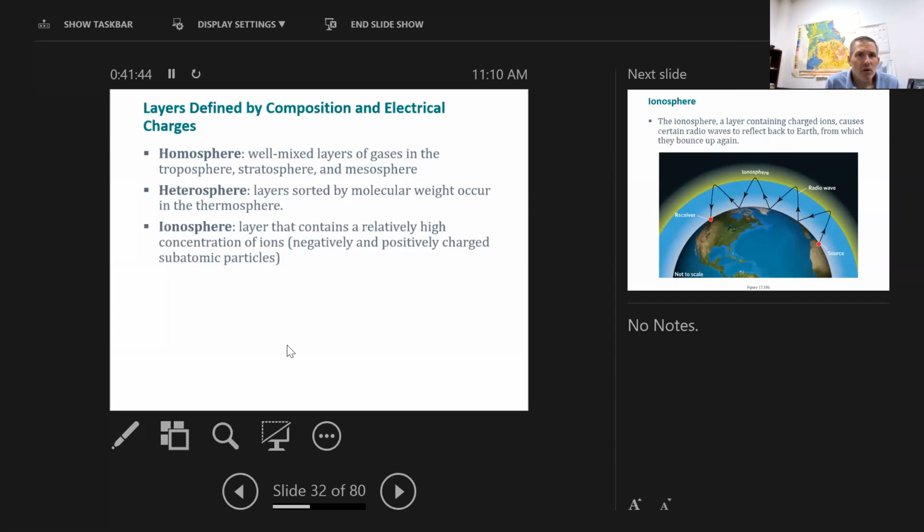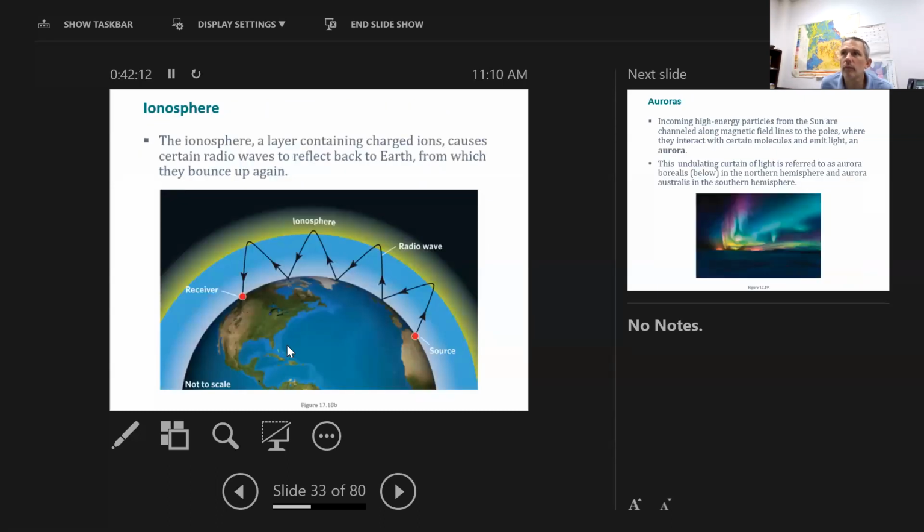The last part of the atmospheric layer is the ionosphere. It is a layer that contains relatively high concentrations of ions, these positively charged or negatively charged subatomic particles. And again, these are really important for radio waves, in that we can actually bounce the radio waves off of these ions in the atmosphere, in the ionosphere. And so we can actually get a signal when we start looking at AM and FM waves bouncing off of this ionosphere.